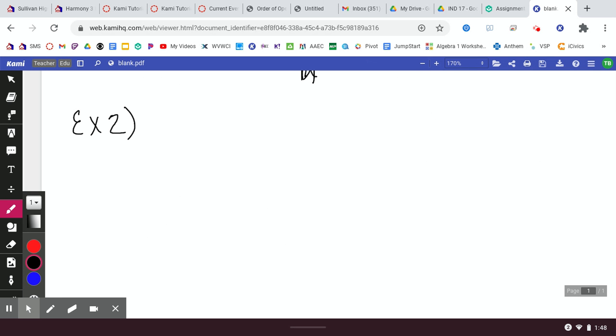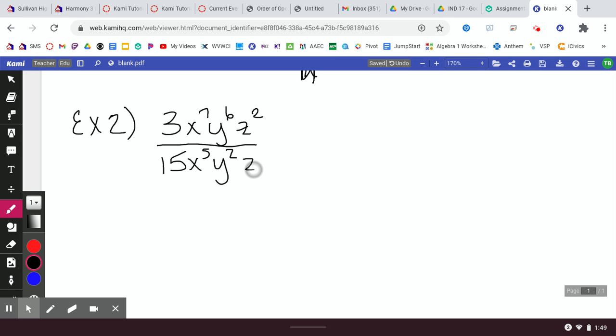So for this next example, we've got 3x to the 7th y to the 6th z squared over 15x to the 5th, getting lazy, y squared and z to the 2nd. All right, give myself a line to start building around.